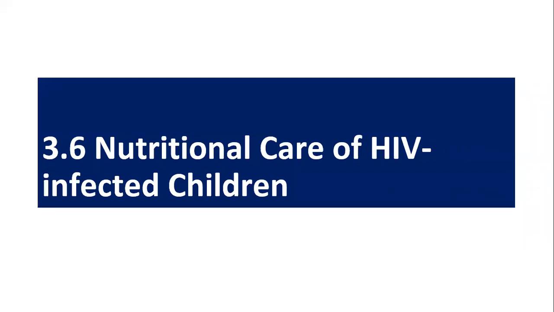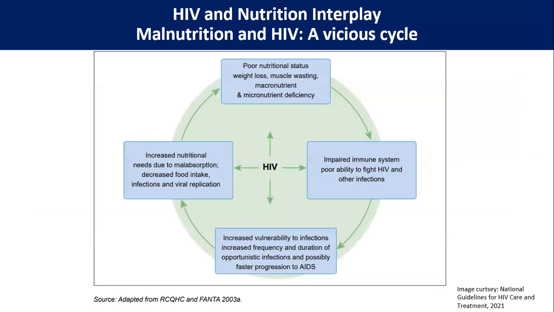So, nutritional care of HIV-infected children. I will be talking about this first. All of you know that HIV with malnutrition is very, very important for us. There is a vicious cycle. You are aware of what a vicious cycle is; it goes round and round. Already the child has poor nutrition status, with weight loss and muscle wasting. There are also lots of macro and micronutrient deficiencies happening in their body.